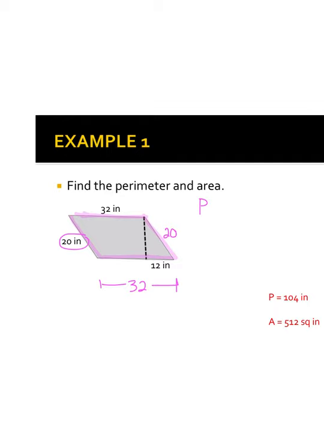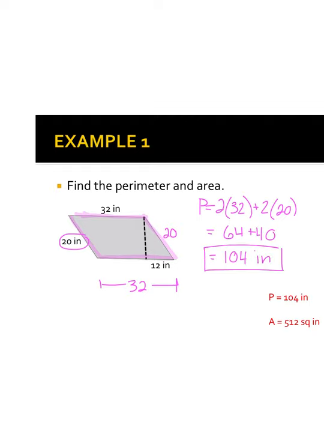So the perimeter is going to be 2 times 32 plus 2 times 20. That is going to equal 64 plus 40. And so that gives us a perimeter of 104. And our units on perimeter are the same as the lengths.